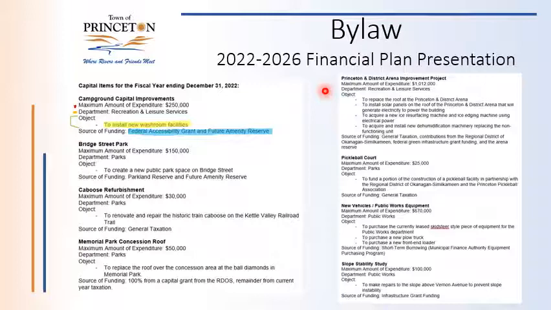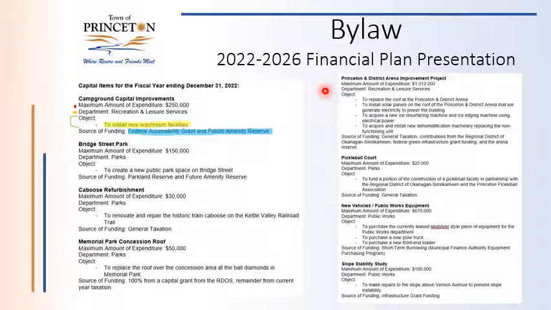It'll pay for a new ice resurfacing machine that is based on electricity, and an ice edging machine that's also electrical, and to install new dehumidification machinery. The current one in the arena is non-functioning.